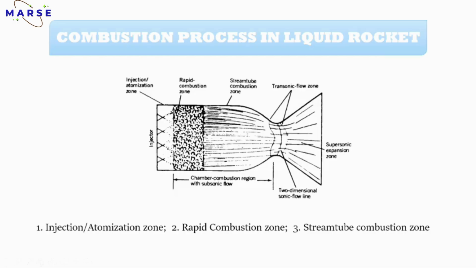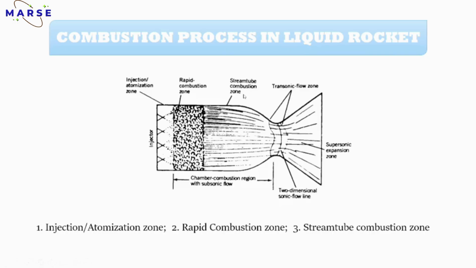The second one is the rapid combustion zone. Rapid combustion zone means, for example, if the fuel part and the oxidizer part contact each other, then obviously after that point the combustion process starts. Ignition starts, the combustion suddenly starts and the temperature, or the heat, suddenly increases. That's why it's known as a rapid combustion zone. In that zone, the combustion process happens very rapidly.